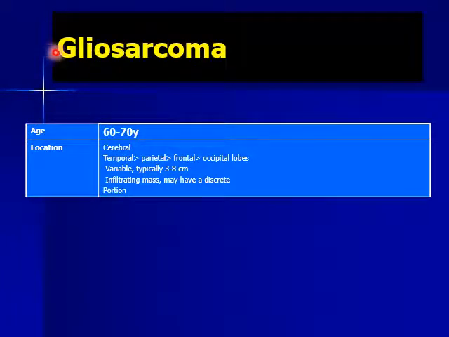Gliosarcoma, this is a rare tumor. It is seen in the 6th and 7th decade, usually affecting the cerebral hemisphere. Its size is large, usually from 3 to 8 centimeters. It is an infiltrating mass which has a discrete portion, okay?